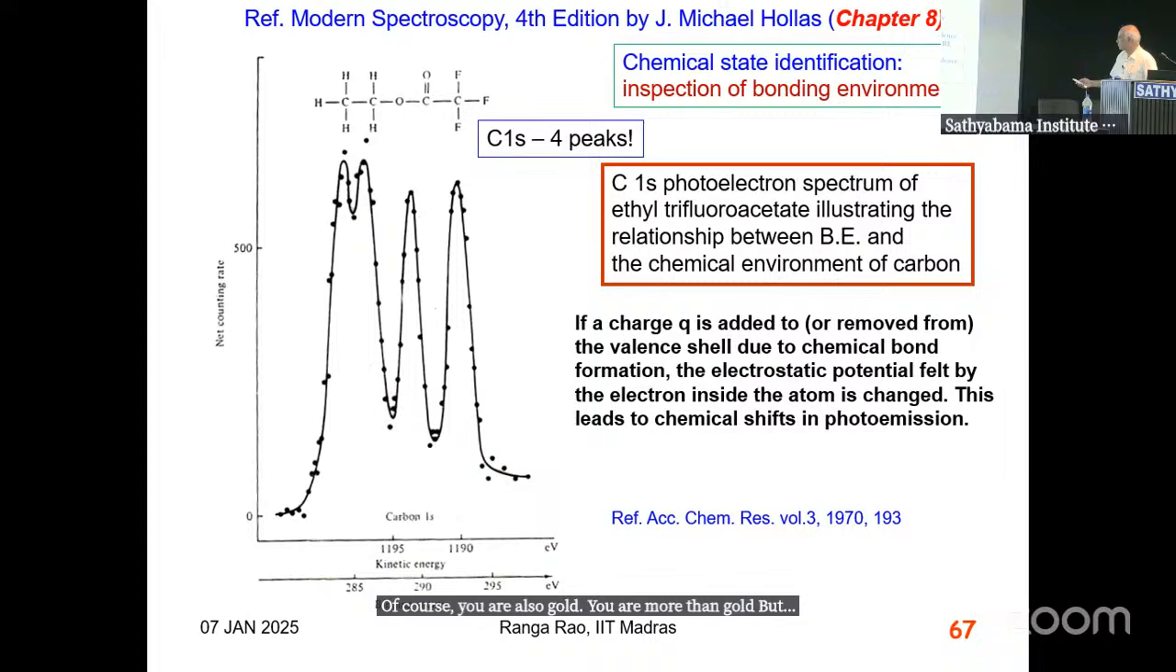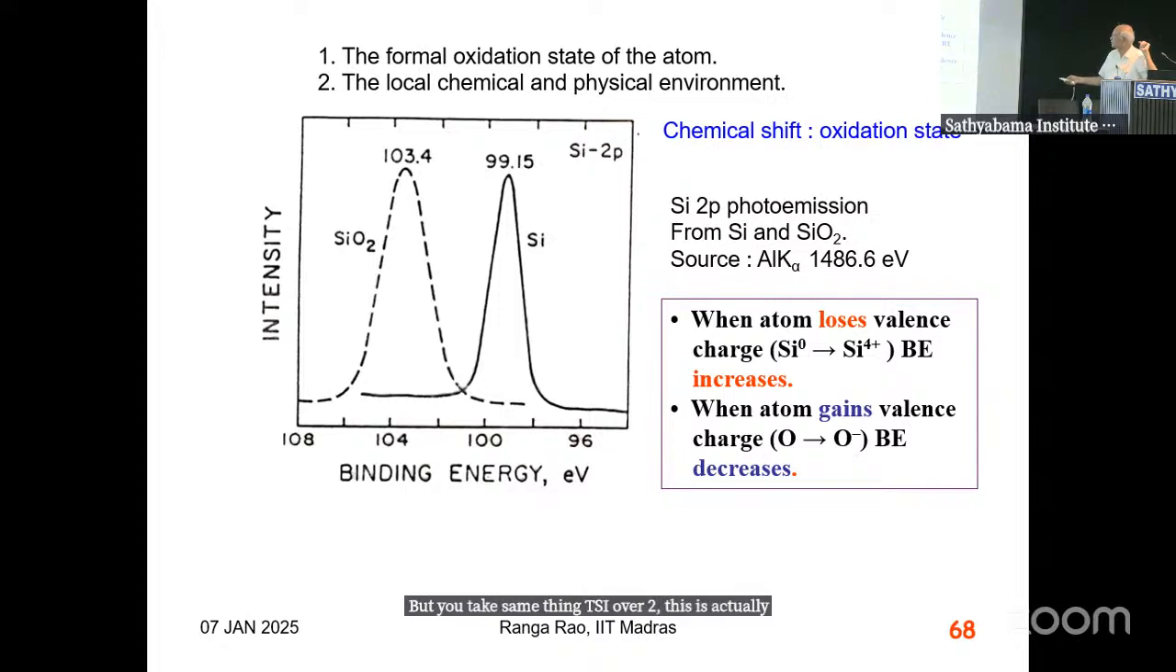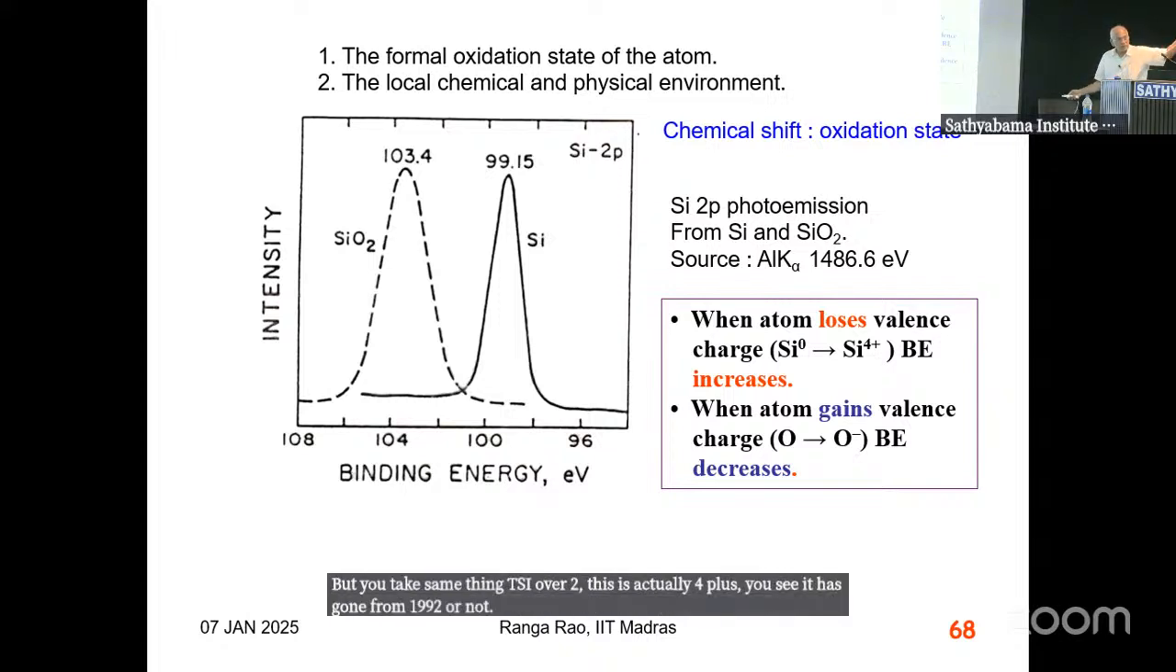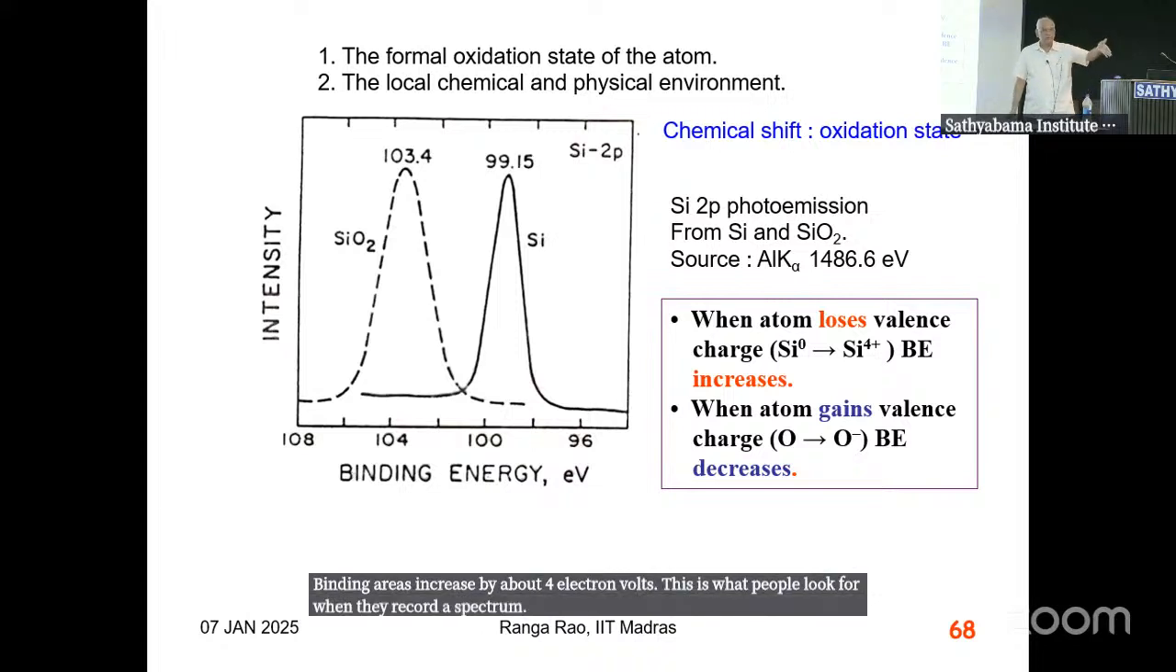Okay, all right. So quickly, just to give you the chemical shift, its effect on oxidation state. For example, take silicon, oxidation state is 0, so it has a 99.15 electron volts peak. But you take the same thing to SiO2, this is oxidation state 4 plus, you see it has gone from 99 to 103. Binding energy has increased by about 4 electron volts. This is what people look for when they record a spectrum. They see the binding energy changes and try to correlate them with oxidation states of the elements.